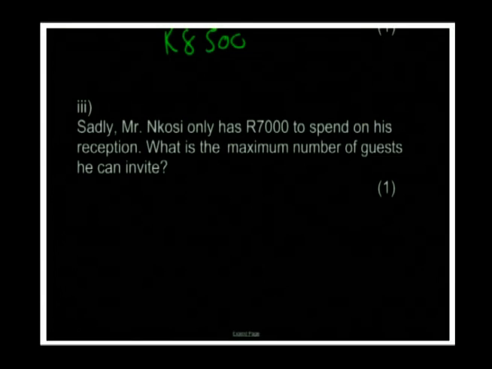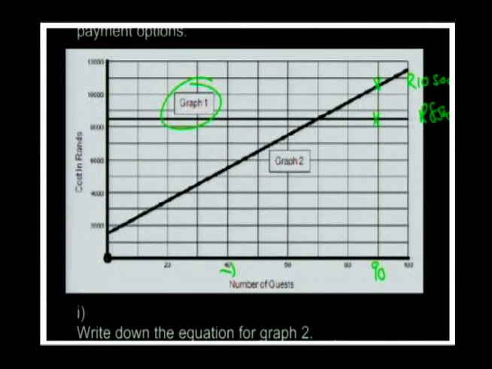Well, let's have a look at the graph. The graph's going to help us here. So 7,000 Rand, that's this line over here, huh? Can you see it? Okay, now, 7,000 Rand. He can't go for graph 1. He can't take option 1 because option 1 was 8,500 Rand minimum. Well, he hasn't got that kind of money. The guy's only got 7,000 Rand.